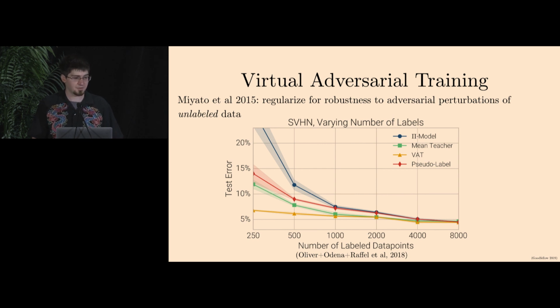But as we move to the left and reduce the number of labeled data points, we see that the error rate really climbs for most of the different semi-supervised learning models that we have here. Virtual adversarial training does have an increase in error as we move down to 250 labeled data points, but it has a much more flat trade-off curve than the other algorithms do.